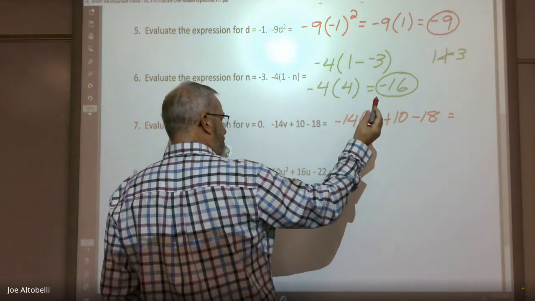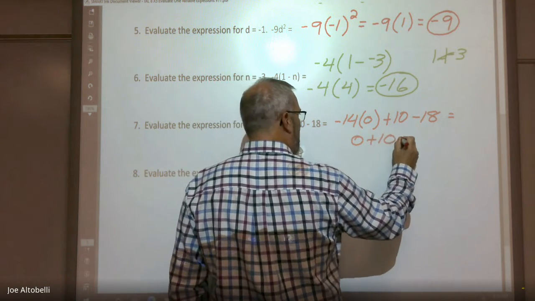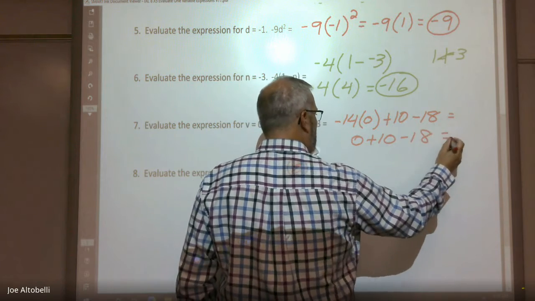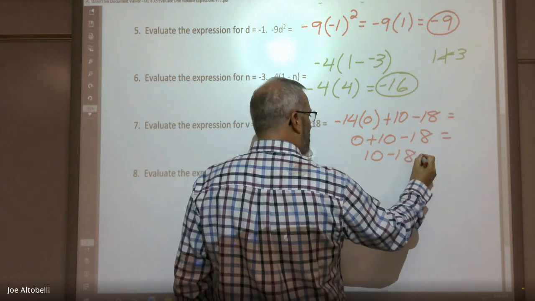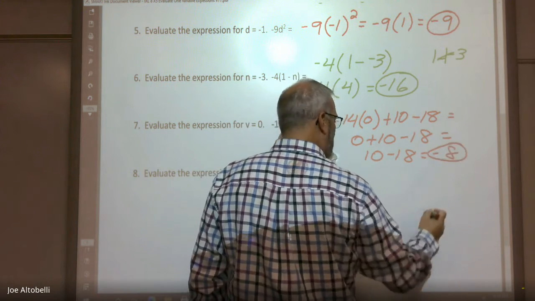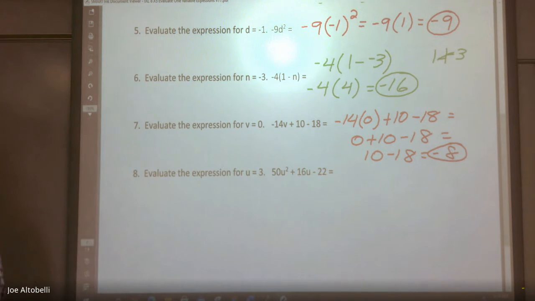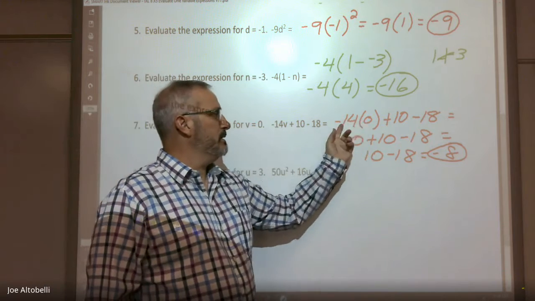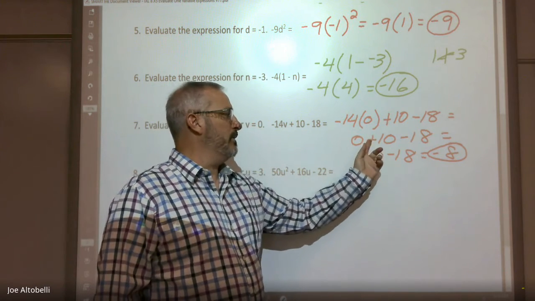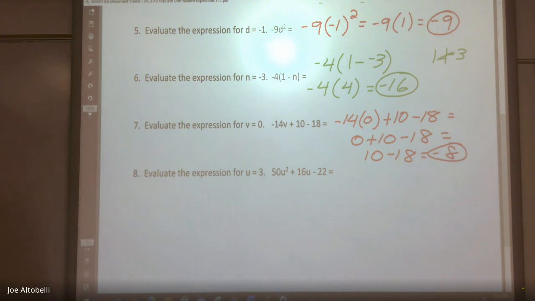Negative 14 times 0 is 0. So I end up with 0 plus 10 minus 18. 0 plus 10 is 10. Minus 18. Negative 8. Anybody get negative 8? All right. So we have to multiply first. After we multiply, we'll add and then subtract. Go ahead, number 8.